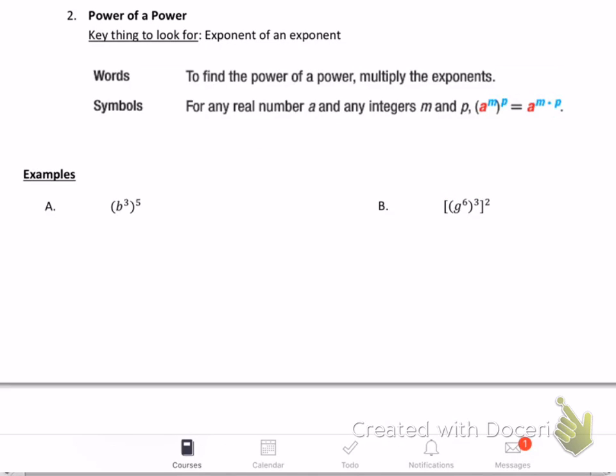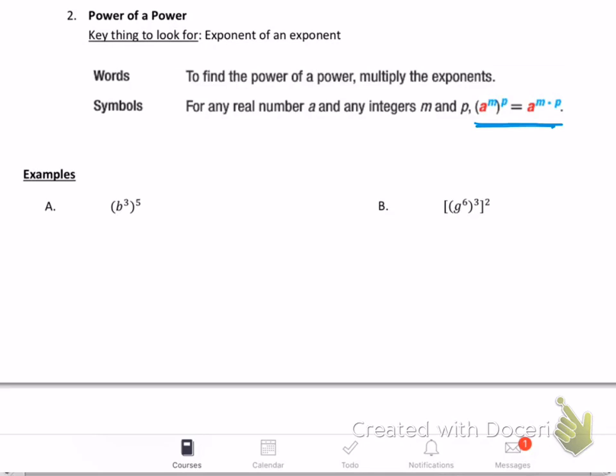If you read through the second one, the title of this is called the power of a power. The key thing to look for is just rewording an exponent of an exponent. So when you have something like this, a to the m power, and then you take that group and raise it to the p power.